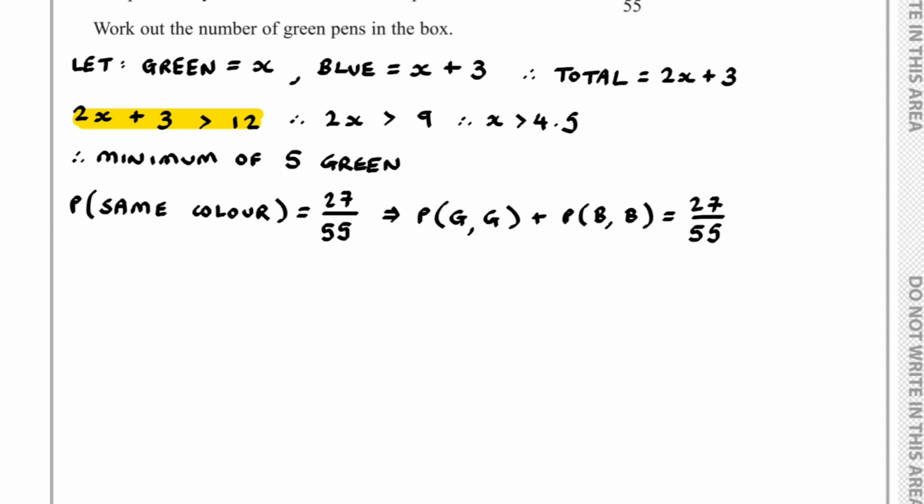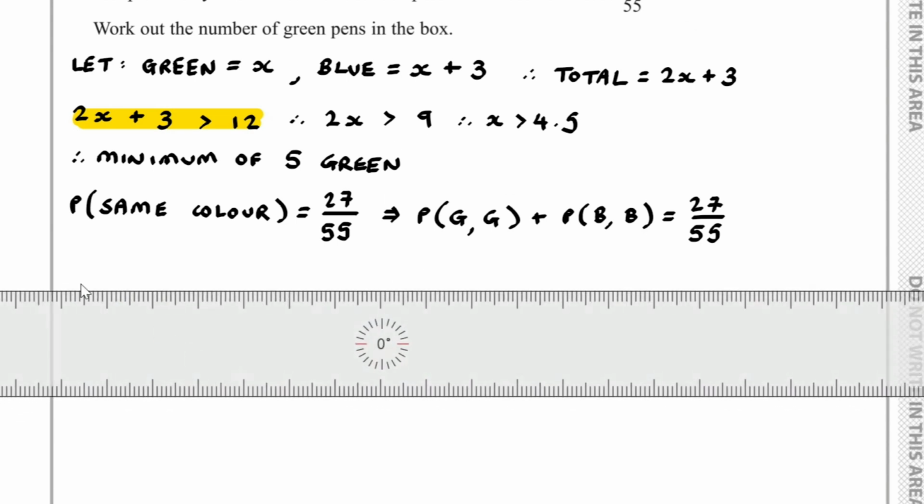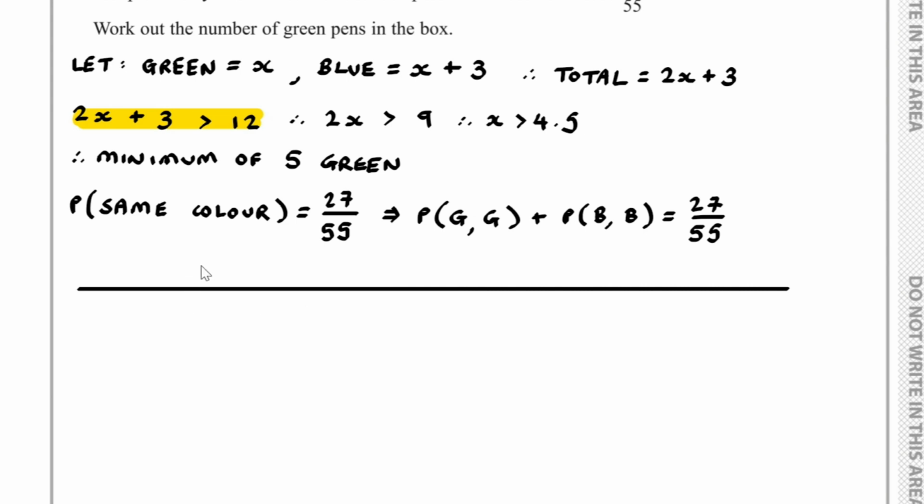So if I work out what this probability is, well, I've got 2x plus 3 in total, and green is x. I've got x out of 2x plus 3 originally. And if I take out one pen from the box, that means I would have 2x plus 2 left over. And if I take out one green after this, here I would have x minus 1.